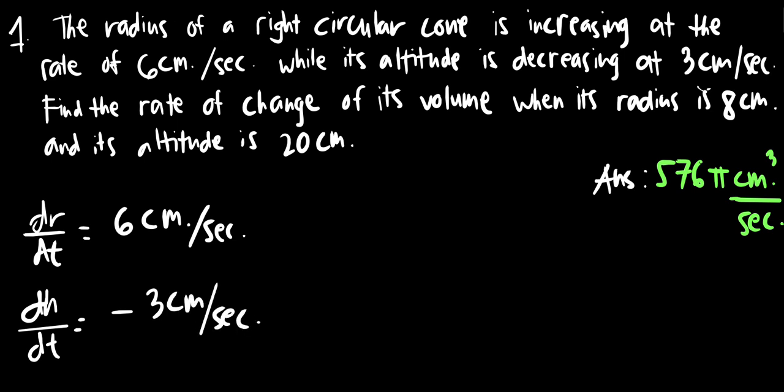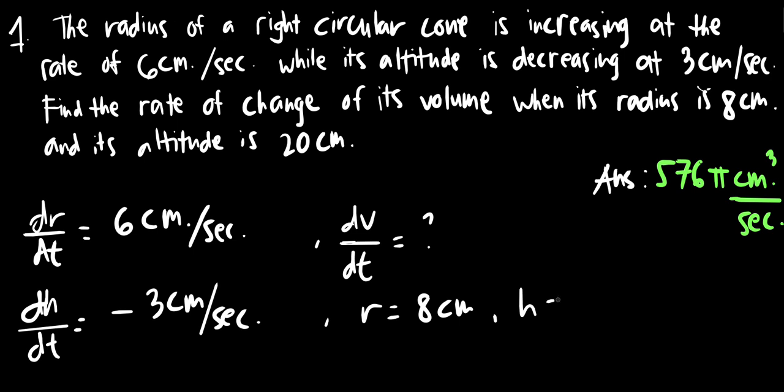So find the rate of change of its volume. So we'll find dV over dt when the radius is equal to 8 cm and the altitude is 20 cm.